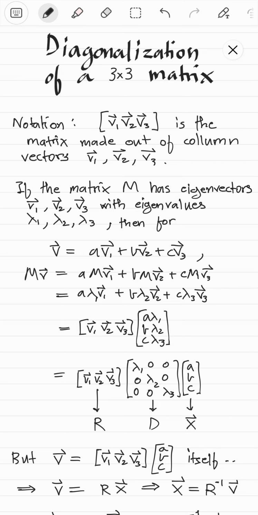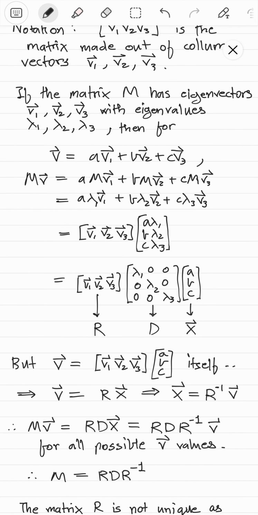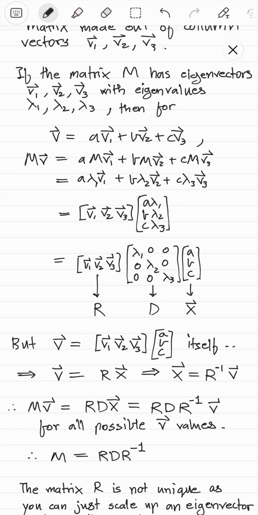And then using the definition of the eigenvectors, you can write this as a lambda 1 v1 plus b lambda 2 v2 plus c lambda 3 v3. Then you can write it like this: the matrix made out of the column vectors v1, v2, v3, applied on a lambda 1, b lambda 2, and c lambda 3. And then you can write this vector as lambda 1, lambda 2, lambda 3 on the diagonal, applied on a, b, c. Notice that as you vary a, b, c, your v vector changes. When you let them be any real number, you get the whole 3D space basically.